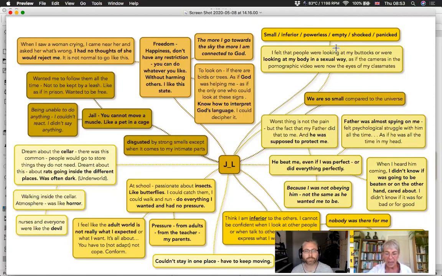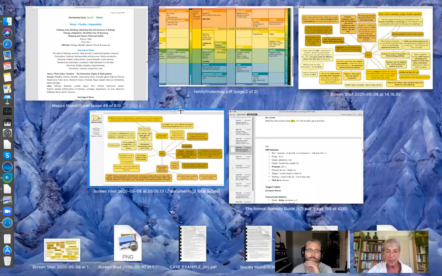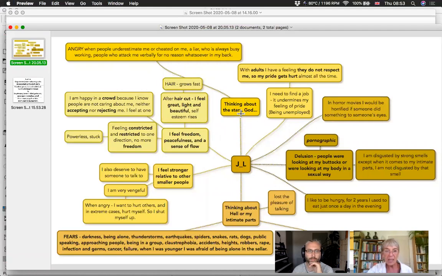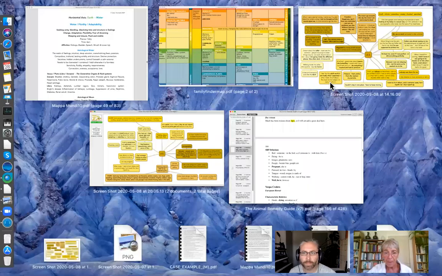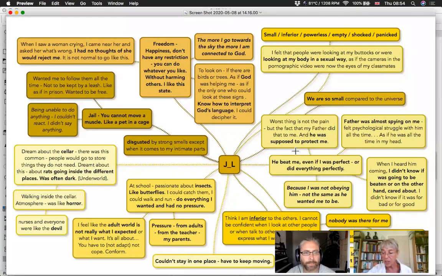He has this funny thing of being afraid and being in a cellar, being in the dark, and then wanting to go to God, to the sky, like flying away. So I would take fly away. And then he has thinking of God, stars, the freedom, this strange thing of flying away. There is this need to move you had on the other mind map, like he has to move all of the time. So I would take restlessness as a general. Couldn't stay in one place, I have to keep moving.